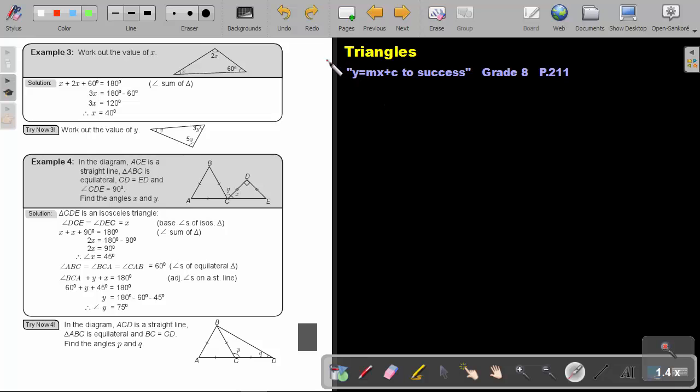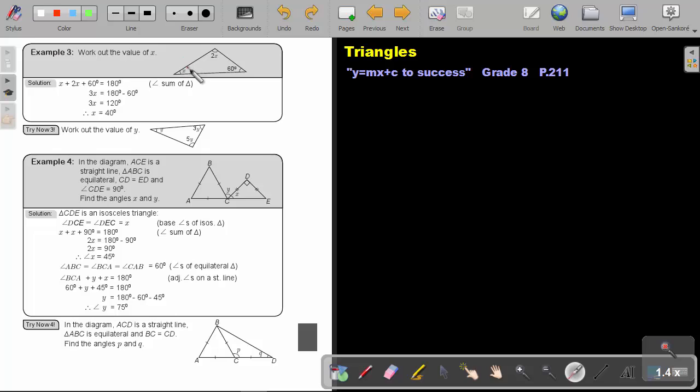Part 3. We're going to continue with triangles. You will find this on page 211 in the Namibian Mathematics Grade 8 textbook. Let's look at another example. Example 3. Work out the value of x.